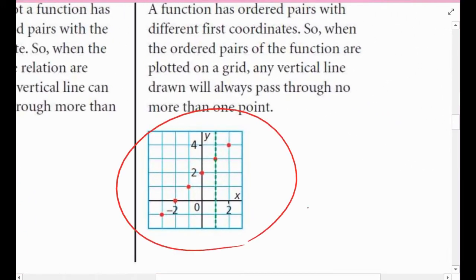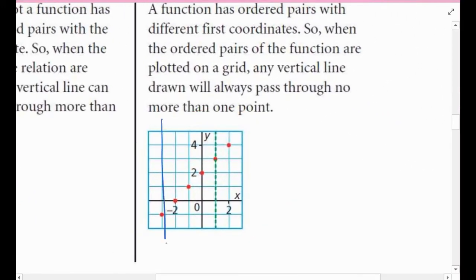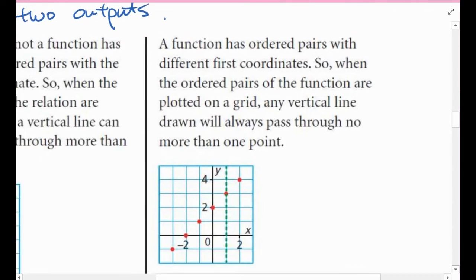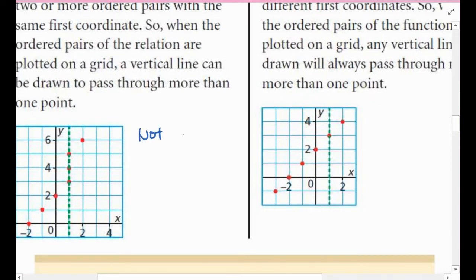But look at this. If you draw lines, everywhere the line passes through no more than 1 point. Therefore, this is a function. Not a function.